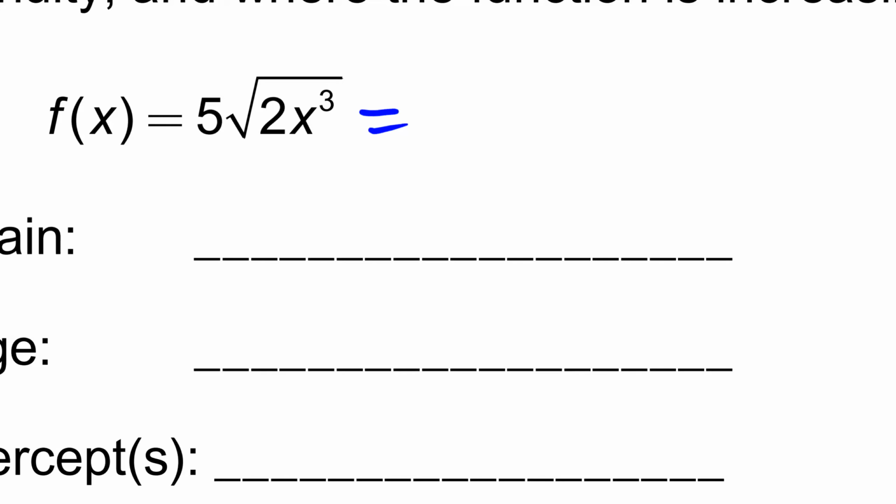Okay, let's rewrite this and see what it should look like. So I'm going to write this as 5 times the square root of 2x cubed. You don't have to, but you need to know what my goal is: to write it so I see the exponent and decide if it's greater than or less than 1, to tell me if it's swooping down or if it's coming up. Also, I need to know, is it an even or an odd root? Am I going to have both sides or just the one side?